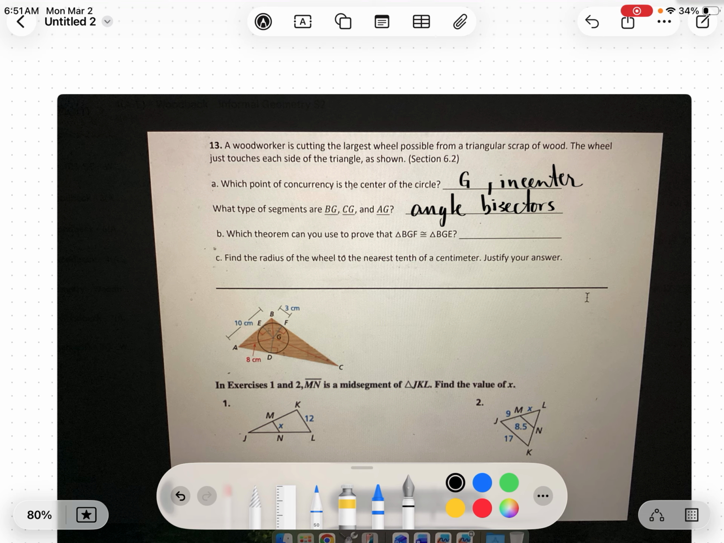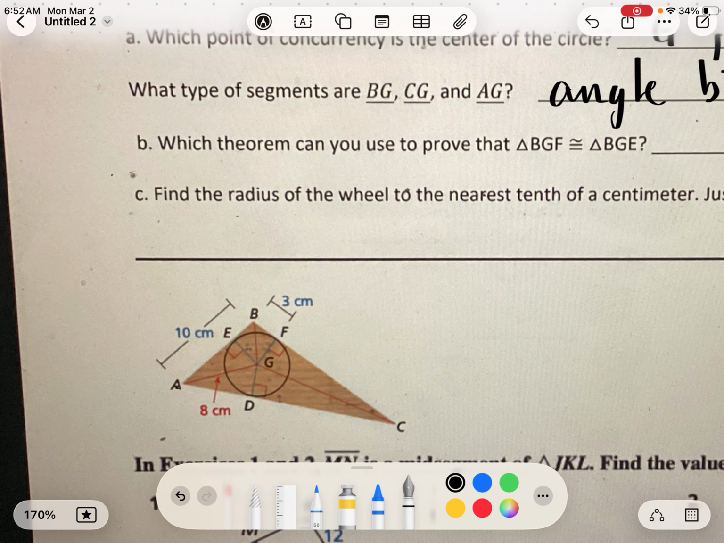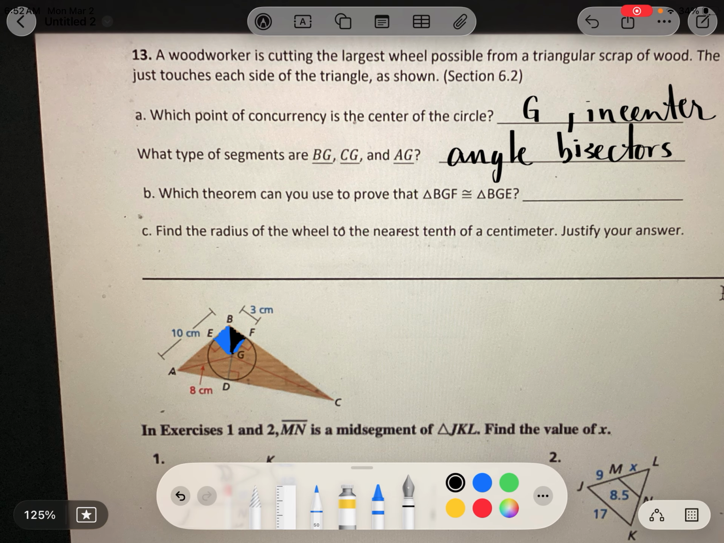If you think back to when we had those theorems, they're talking about BGF, this little triangle here, and BEG, this little triangle there. First of all, they share the same side. We would know that this side and this side would be the same, and they have 90-degree corners. So which theorem? We could use HL.